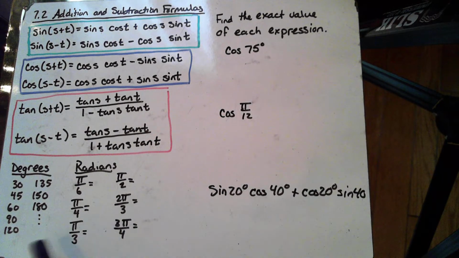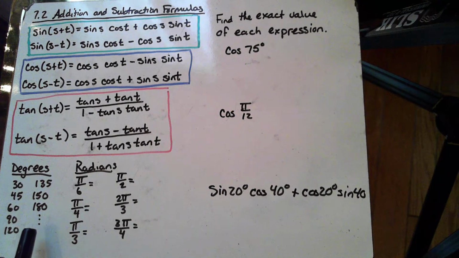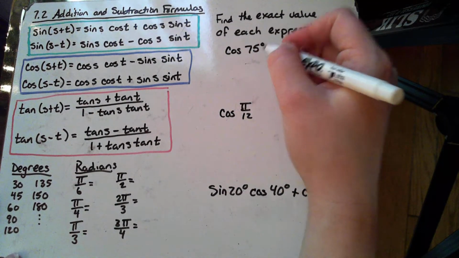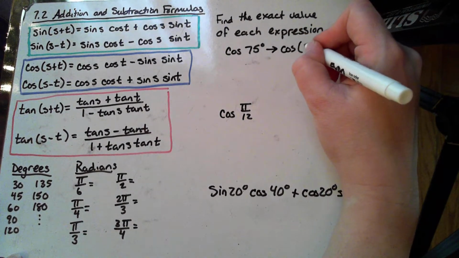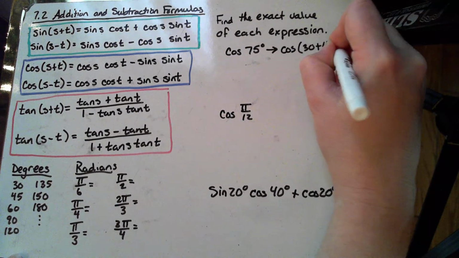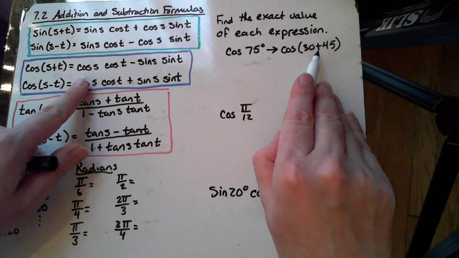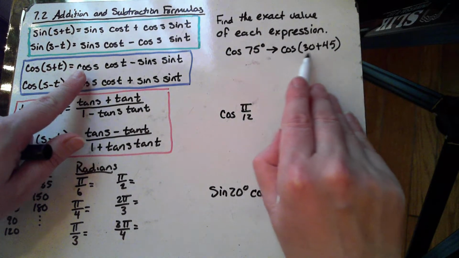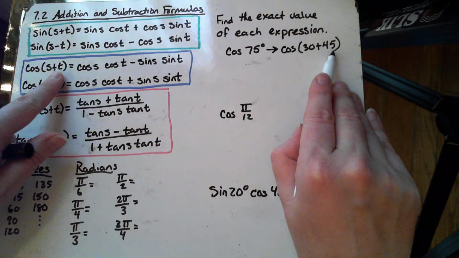So I'm going to come down here and find my degrees, and I'm going to say which two of these would add or subtract to get you 75. And I notice that 30 plus 45 is 75, so that's what I'm going to use. So instead of doing the cosine of 75, I'm going to change this into the cosine of 30 plus 45. And then I'm going to use the cosine addition formula to find out what this is actually equal to. So S is going to be 30 and T is going to be 45.